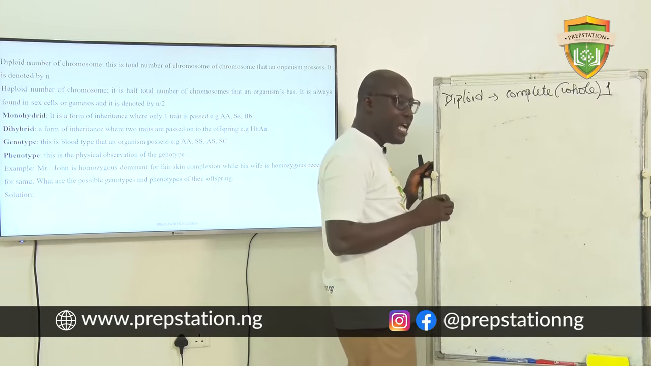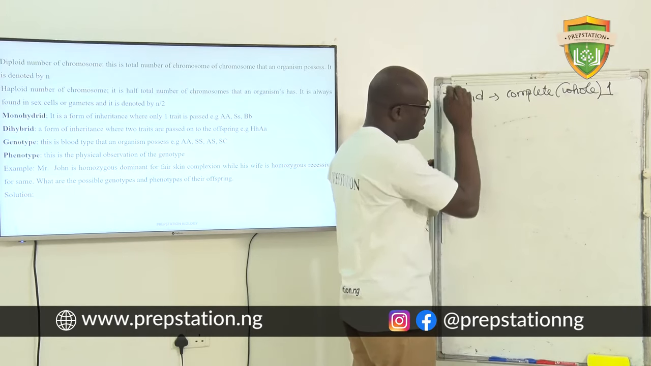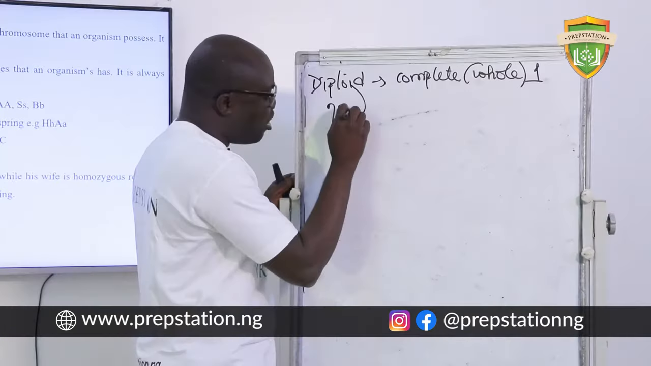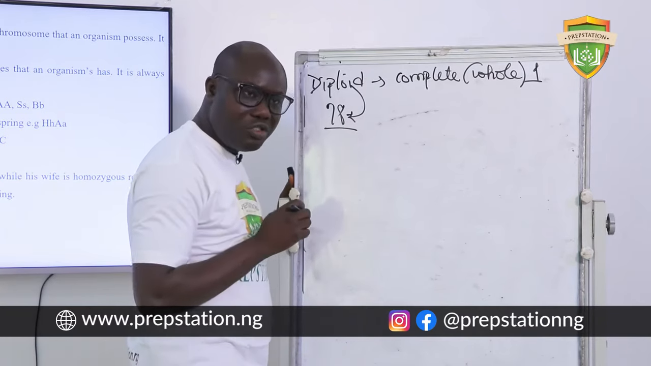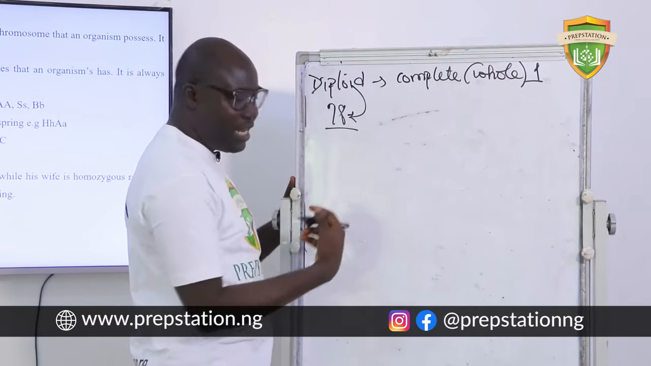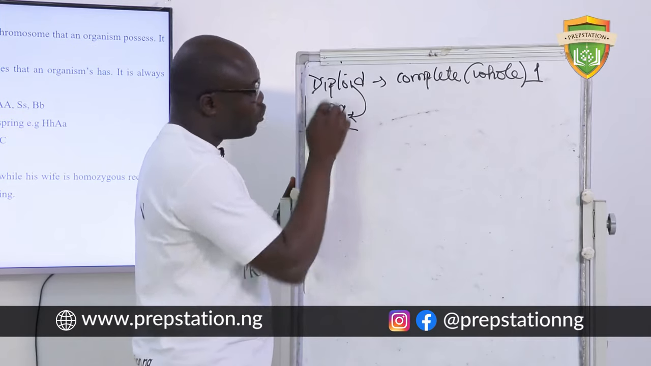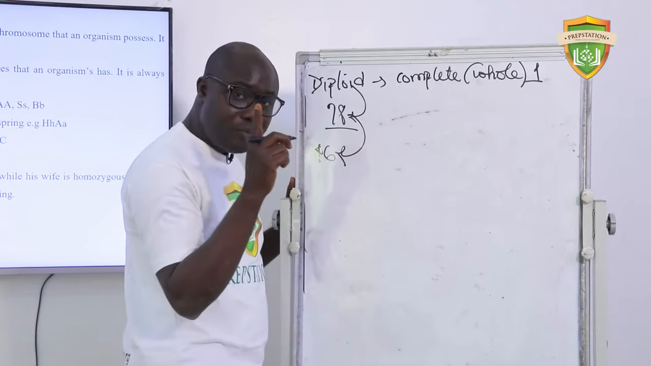How many chromosomes are there in a dog? 78. So the diploid number of chromosomes in a dog is 78. How many chromosomes are there in a human being? 46. So the diploid number of chromosomes in a human being is 46.